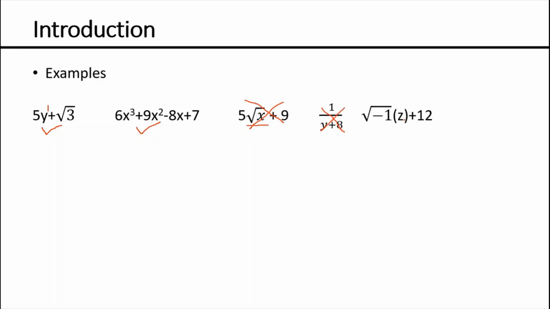Here we see that z has a power 1, which is a positive integer, and the constant term 12 is a real number. However, the coefficient of z here is under root of minus 1, which is imaginary. Since the coefficient of z here is not a real number, this expression is also not a polynomial.